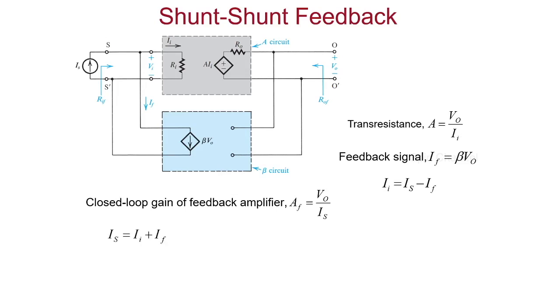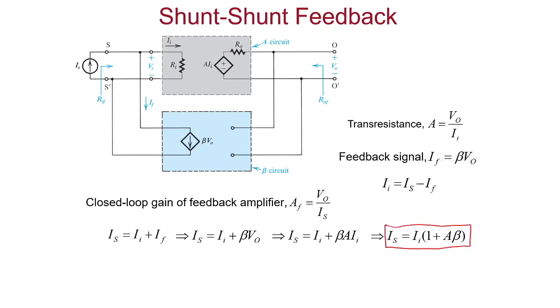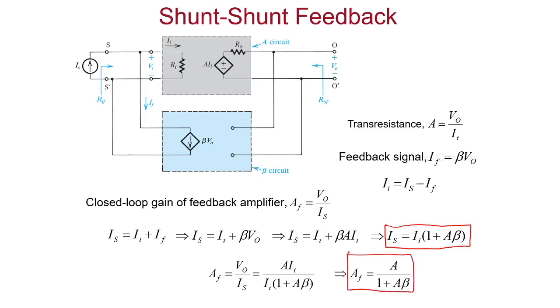The source current can be written as the input current to the basic amplifier plus the feedback current. On substituting the values of IF and simplifying, we get the source current equal to II into 1 plus A into beta. On substituting this in the closed loop gain of the feedback amplifier, we end up with an expression AF equal to A divided by 1 plus A into beta. This shows that the feedback provided here is negative feedback.